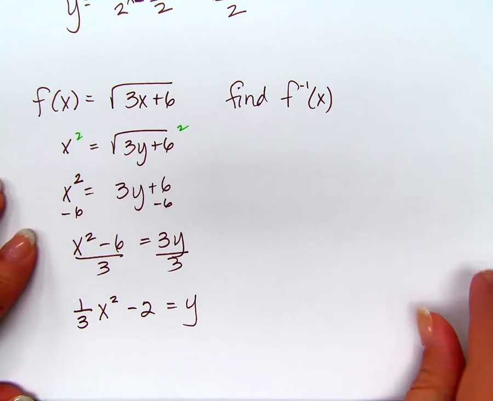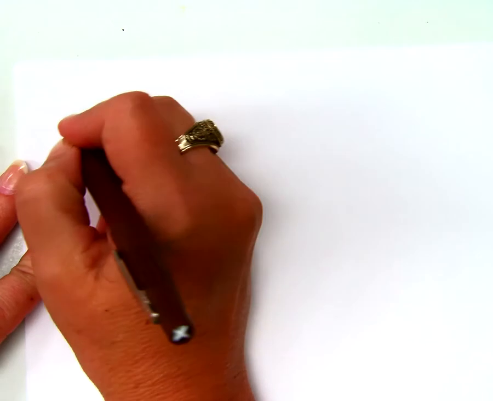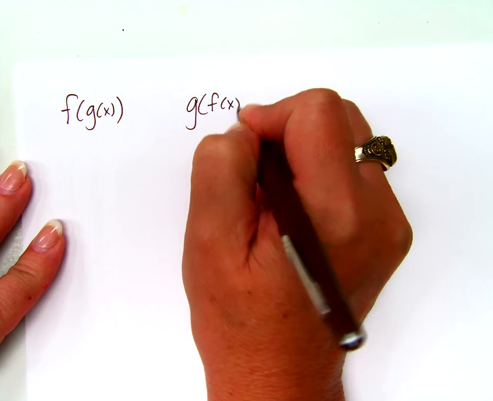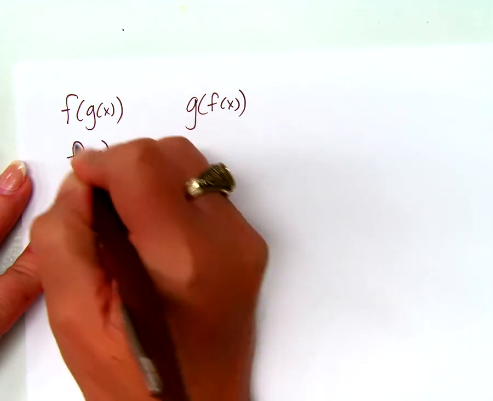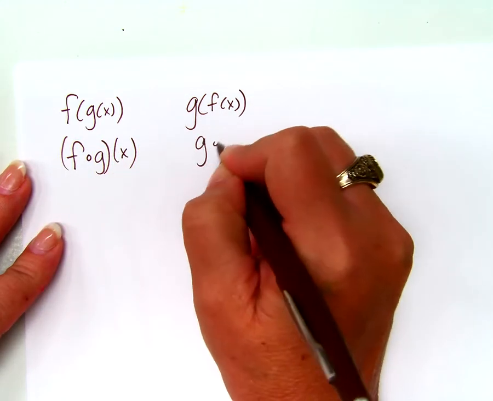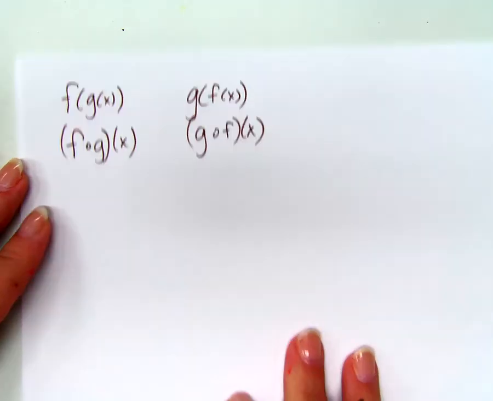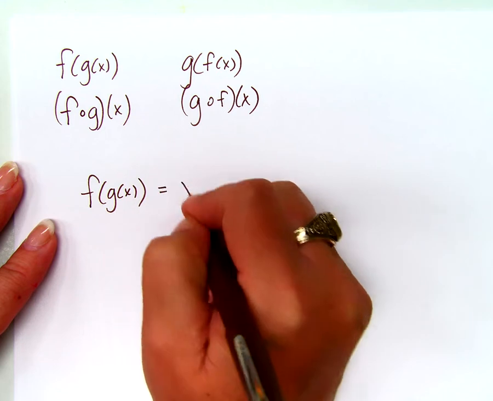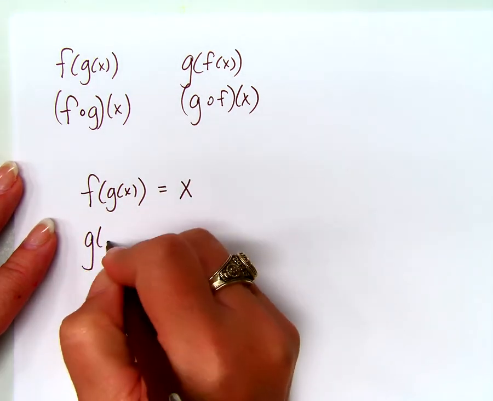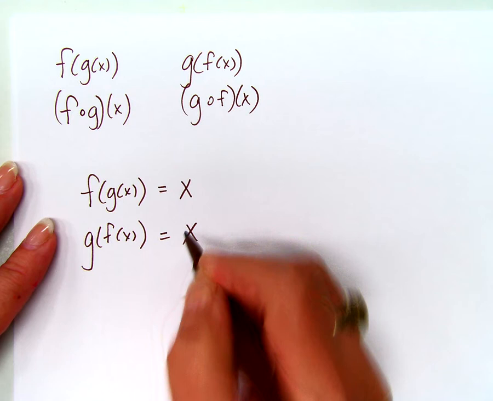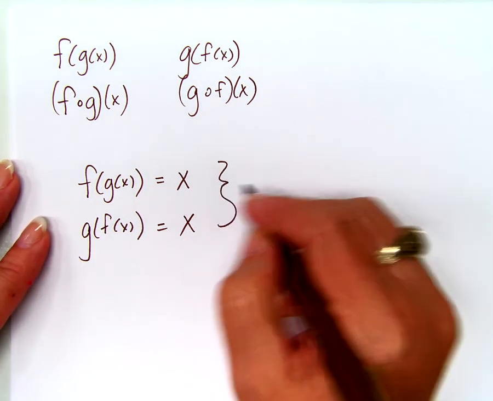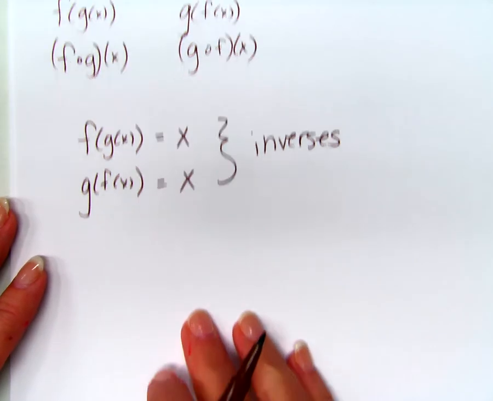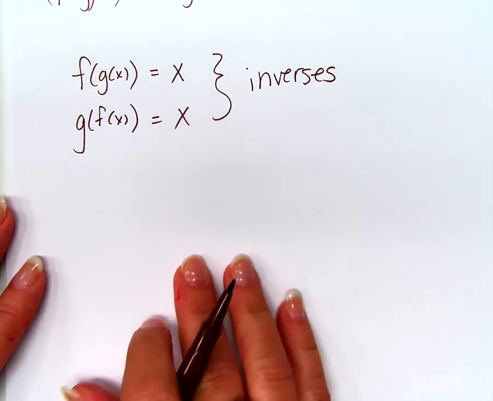Now, keep in mind, remember how we talked about compositions of functions last time? F of g of x and g of f of x. Remember that? What happens when you do f of g of x and get x, and then you do g of f of x and get x? What does that mean? That means these two functions, f and g, are inverses. So they may try to trick you, though.